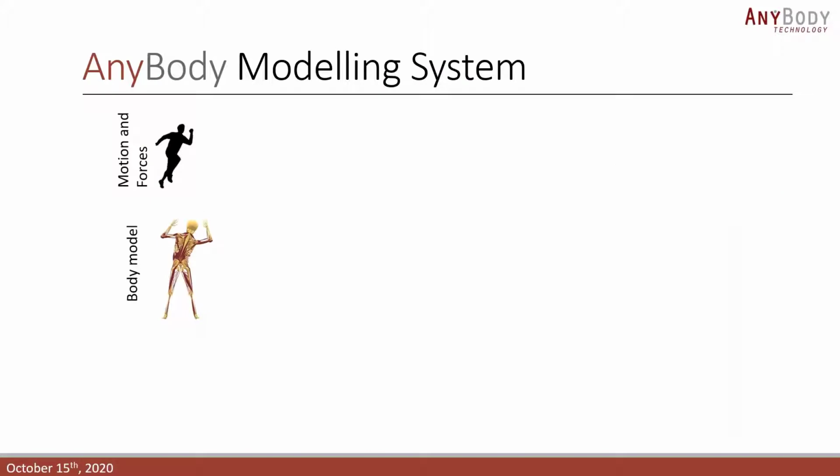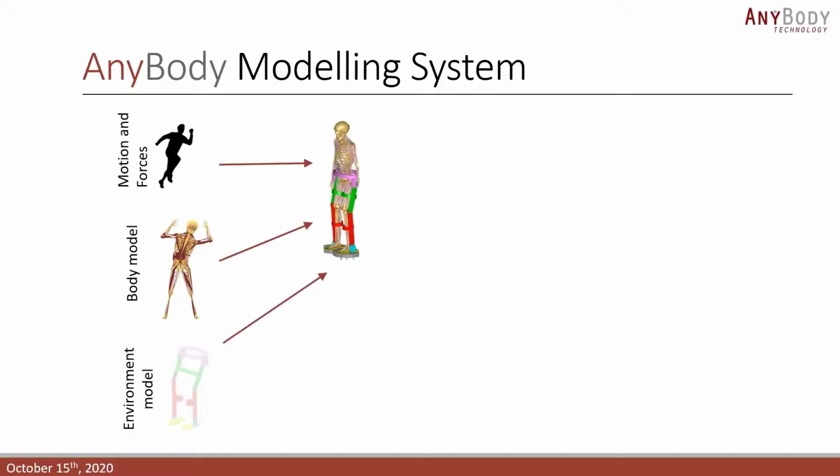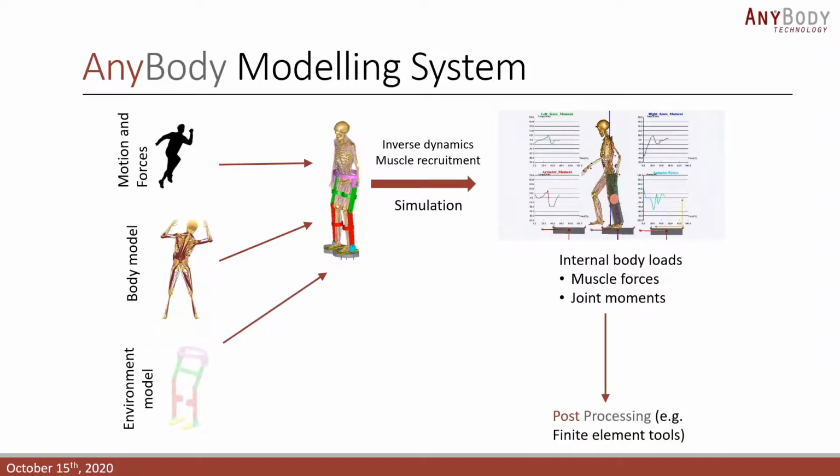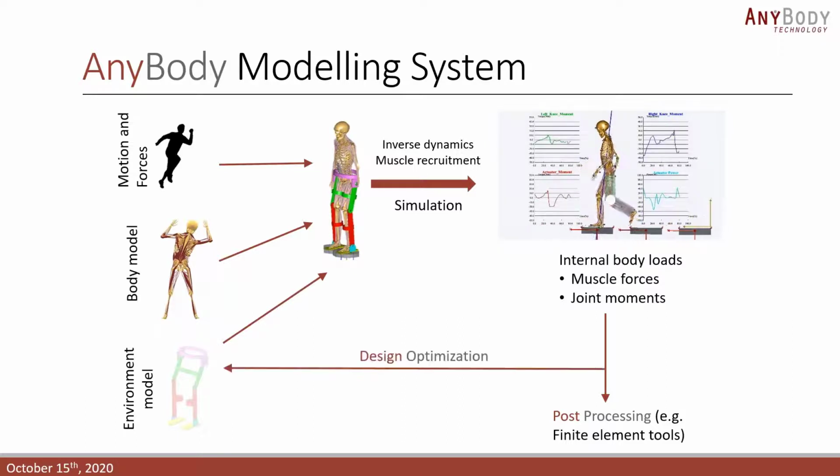The typical workflow in Anybody could look something like this. You provide some kind of motion data as input, and then you use the body models which you or others have built, and then you provide some kind of environment, which could be an exoskeleton. Then you can use Anybody to combine these things and run inverse dynamics simulations to calculate the internal body loads. You can output the results and use them for post-processing with, for example, some kind of finite element tool, but many users also close the loop completely by doing some kind of design optimization and then run this cycle multiple times.